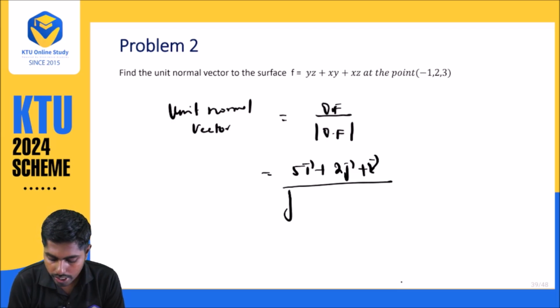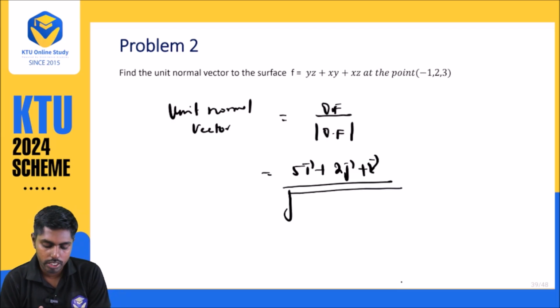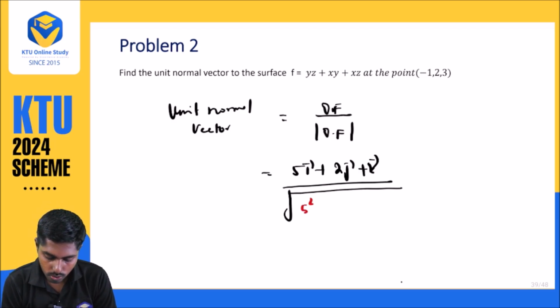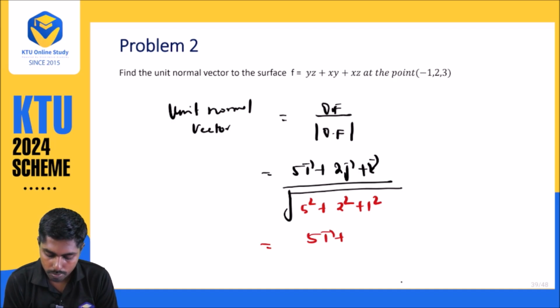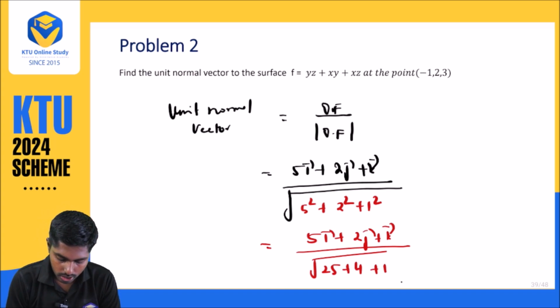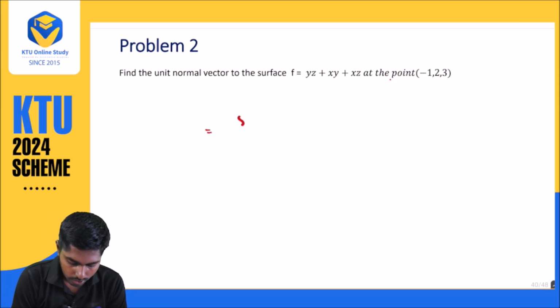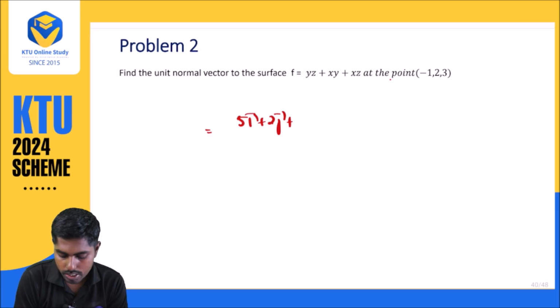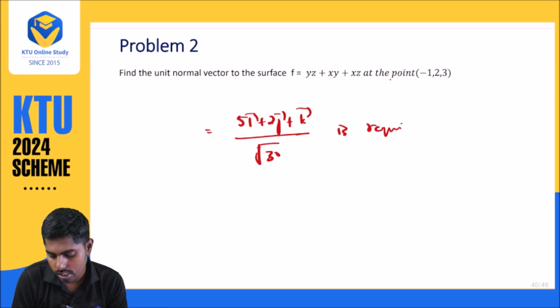Now, taking the coefficients, mod f is what? Taking the coefficients, squaring and adding, we get 5 square plus 2 square plus 1 square. So we get 5i vector plus 2j vector plus k vector divided by 5 square is 25, 2 square is 4, plus 1. So we get 30. So our required answer is 5i vector plus 2j vector plus k vector divided by root 30, which is the required unit vector.